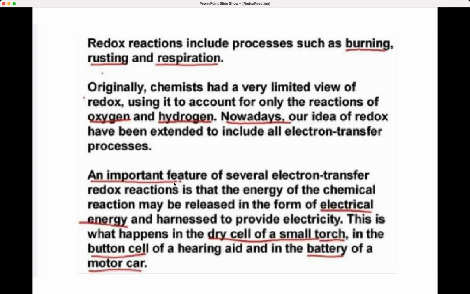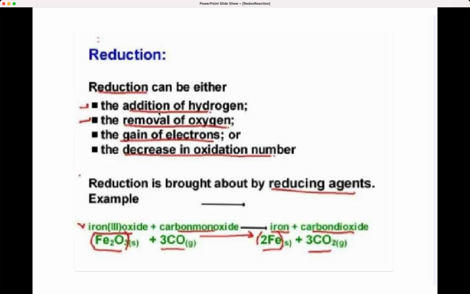Now we have a fair idea of redox reactions, and it is extended to include all electron transfer processes. And one important feature of electron transfer redox reactions is that the energy of the chemical reaction is released as electrical energy, and we can use it to produce electricity. And this is what happens in dry cells of small torches and all that, in button cells, hearing aids and in the battery of a moving car. And next is reduction. You know what is reduction? Reduction can be any one of the following: addition of hydrogen, removal of oxygen, gain of electrons, or decrease in oxidation number.